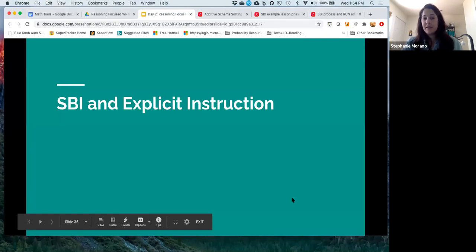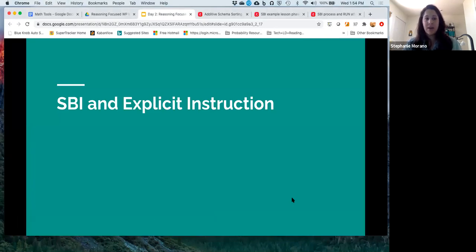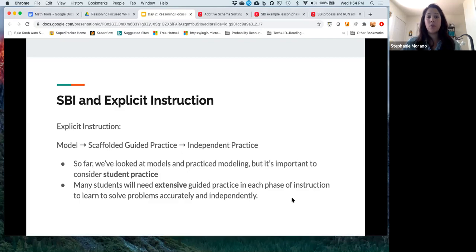All right, and the last piece I have to share here is about how we're going to use explicit instruction to teach the SBI process. So far we've been looking at models, teacher modeling, and practicing teacher modeling, but it's really important to think about how we're going to provide practice for students. Again, this tends to be really challenging work for students, so they need a lot of practice to become independent doing this work.